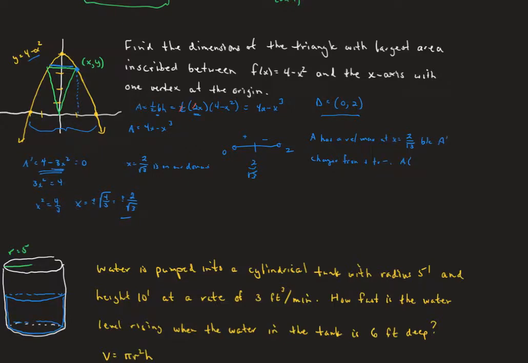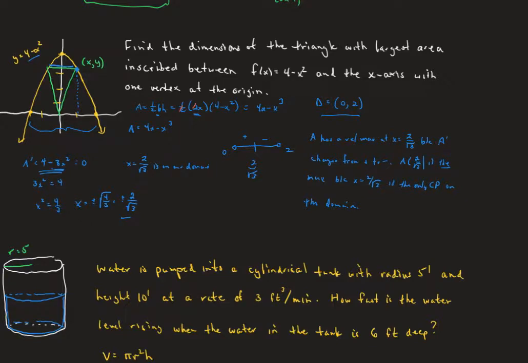A of 2 over square root of 3, that y value is the maximum because x equals 2 over square root of 3 is the only critical point on the domain. Okay, that's a tough argument, but there it is. That's why it must be the maximum.